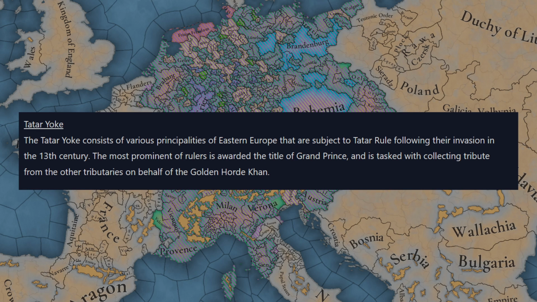But as you can see, this is a way of having these kind of specialized areas and, you know, playing a little mini game there, I guess, of trying to take over, be the Grand Prince, and then see what you can get up to with that power.